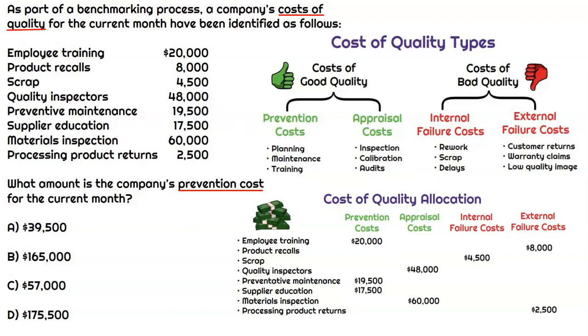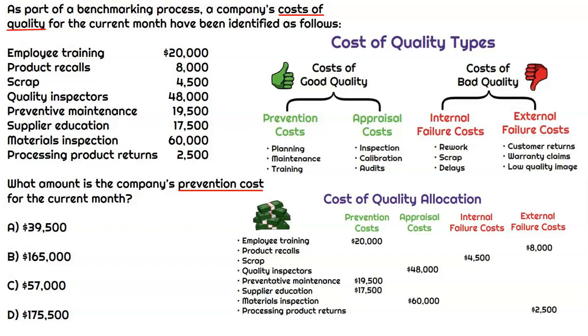The next item is preventative maintenance for $19,500. Well, guess what? It says it, it's preventive. So it's going to be $19,500 to prevention costs. The next item is supplier education for $17,500. This is going to fall under prevention costs, right? If we educate our suppliers on how to use the product and all that, that will help prevent costs of quality, right? So that is going to be $17,500 to prevention costs. The next item is materials inspection expense of $60,000, right?